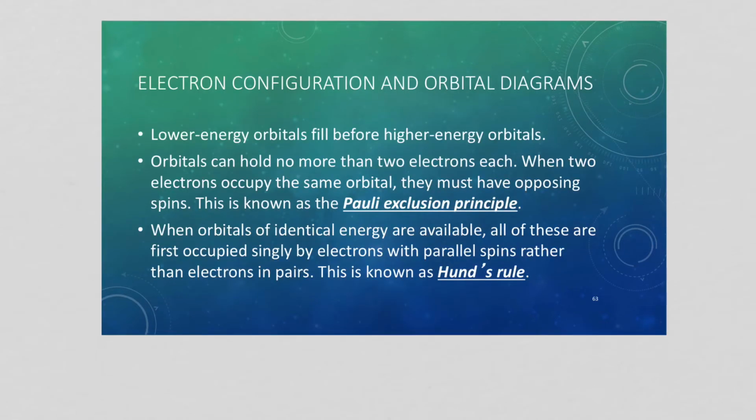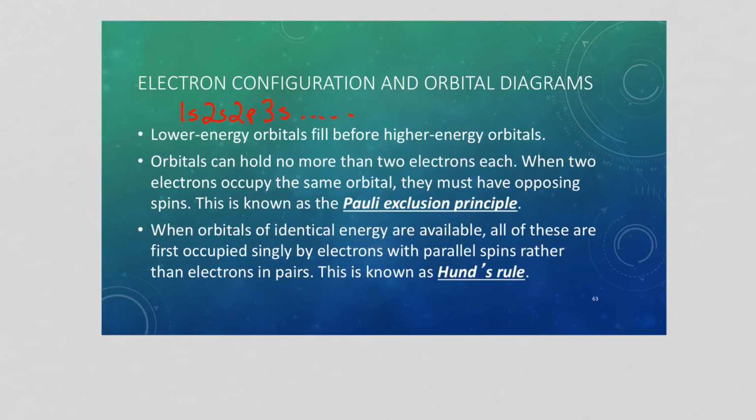So, in summary, we have 3 basic points that will guide us in filling up our orbitals with the electrons in our atom. The first one is we always follow the order of energy. So lower energy orbitals fill before higher energy orbitals. It always starts with 1s, and then goes to 2s, then 2p, then 3s, and so on. So we just follow that energy order. Any orbital can hold no more than 2 electrons, with those 2 electrons having opposite spins. That's the Pauli exclusion principle.